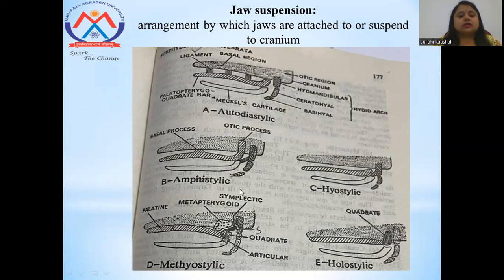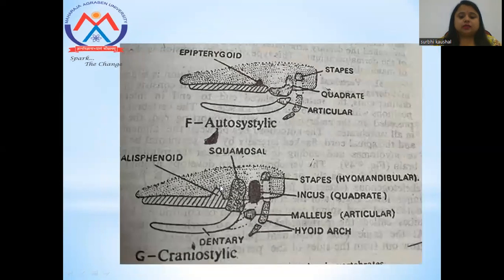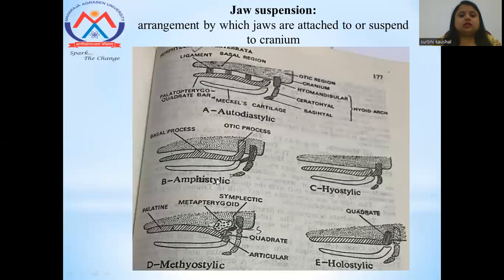Next is the amphistylic. In this, there is the attachment of the upper jaw with the cranium with the help of the basal process, as you see in this diagram. There is also formation of the otic process. The upper jaw is going to insert in the cranium, and the hyoid arch is also going to attach with the lower jaw with the help of the basal process, or you can say ligaments.